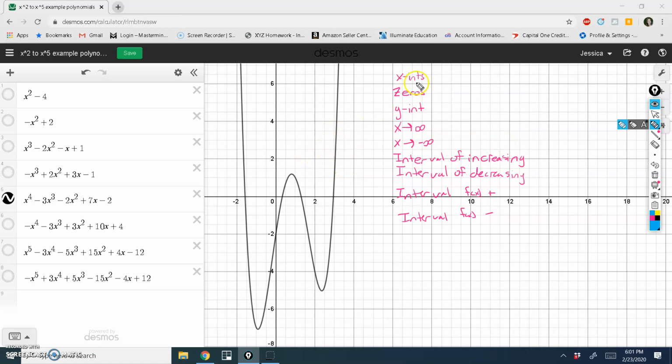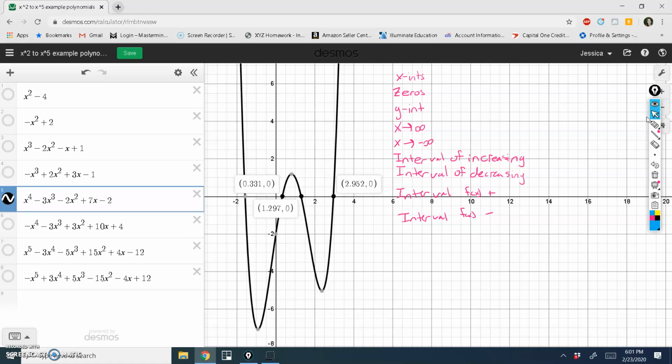Let's see here. So we want to find our x-intercepts, which from a graph is just where does our graph cross the x-axis? Here, here, here, here. Let me trigger the points. So that's here, here, here, here. That's where the x-intercepts are, those four. So we don't need a lesson on what those are.